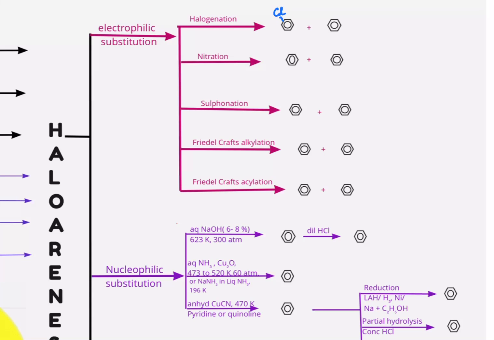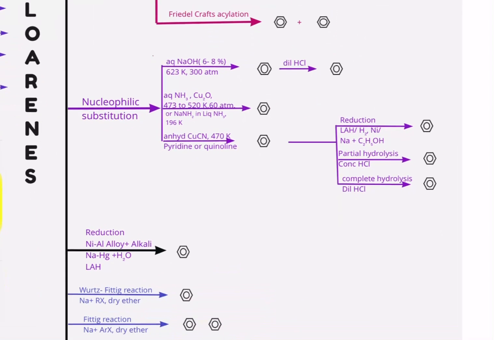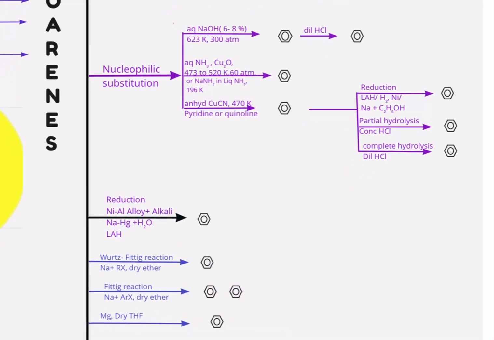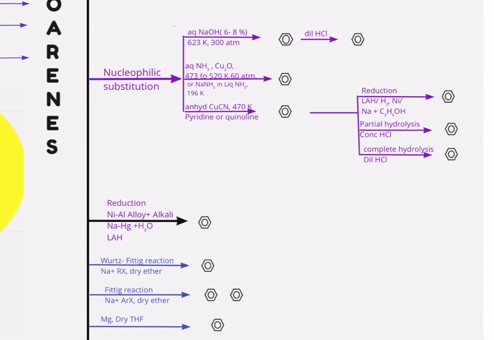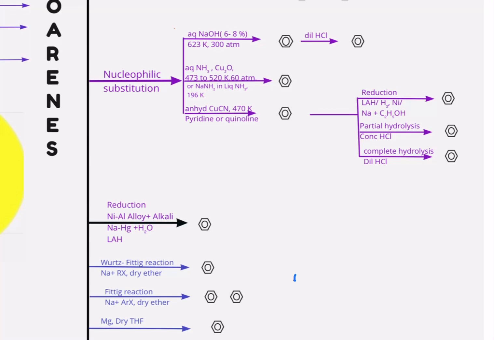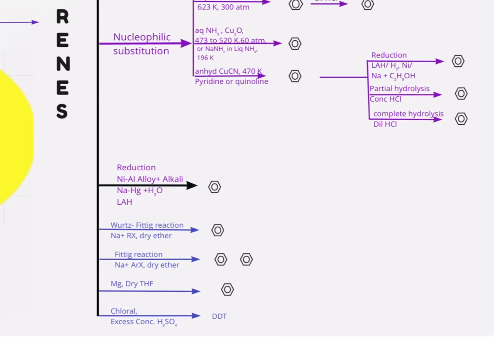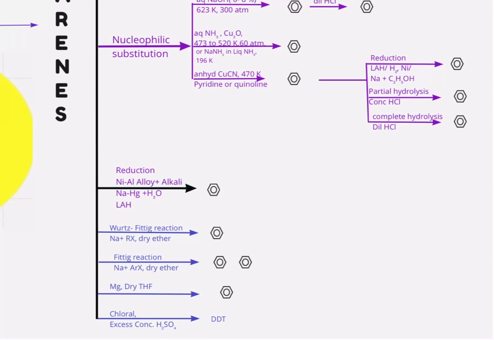So if you have Cl, we are talking about halogenation. So we will have the ortho and the para products, right? Same way nitration. Please complete this flowchart. This is not yet done. I don't want to give you ready-made stuff. Try it, complete the reactions, follow the channel. We have covered each and every reaction on the channel.